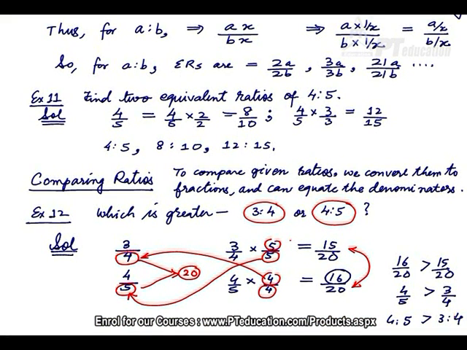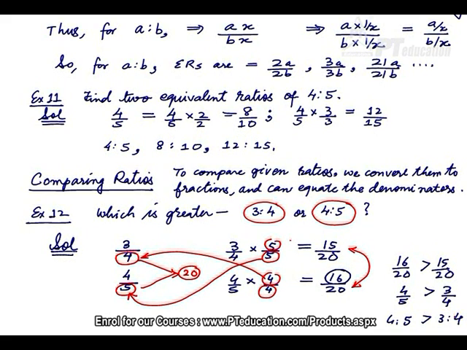3 by 4 and 4 by 5. 4 and 5 have a common LCM, or rather they have an LCM of 20. Now the only way we can make the denominator same, so that we can then compare the numerators and decide which fraction is greater, is by bringing both of them to the LCM level. 4 and 5 have an LCM of 20.